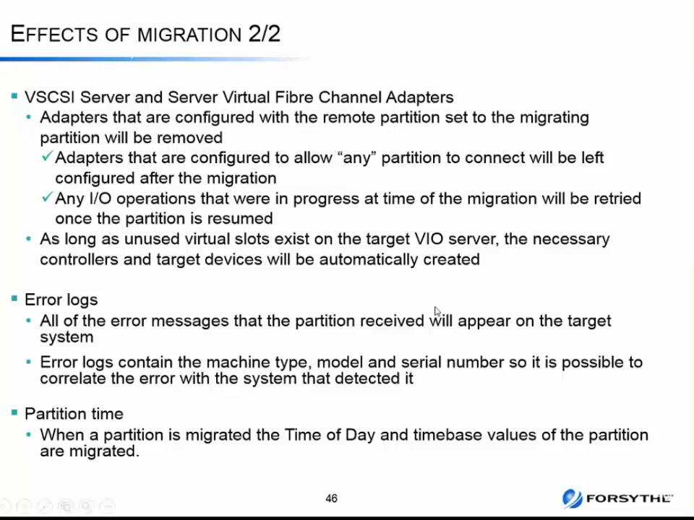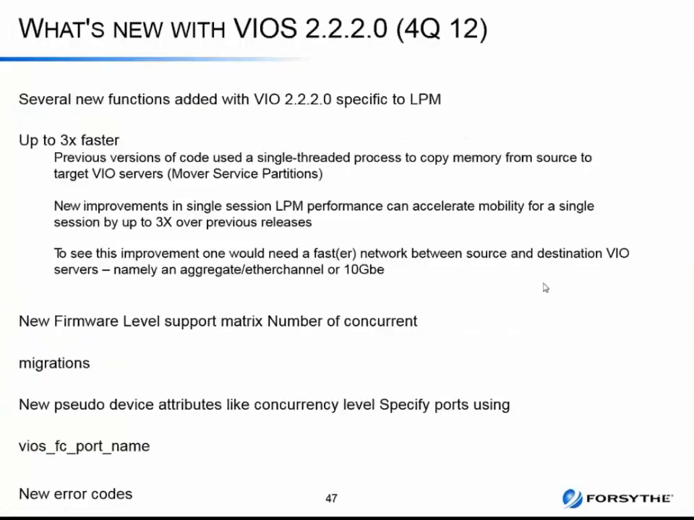So we're going to talk a little bit about what's new in some of the VIOS server versions, because I had said you really want to get to 2.2.2 at least. Specific to LPM, what came in at 2.2.2 was some big performance improvements. They had to do with the fact that previous versions of the code were single-threaded when doing the memory copies. Now they can do some of it in parallel, and they've done a lot to improve that performance.